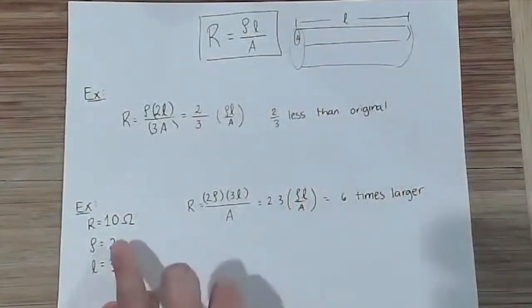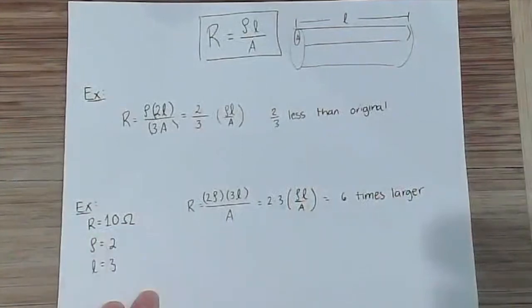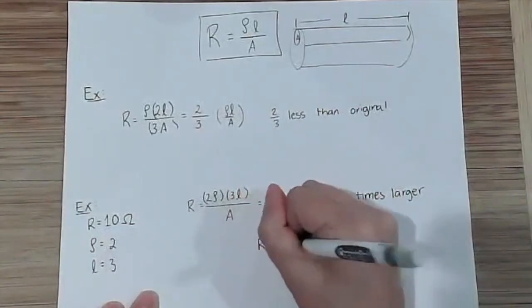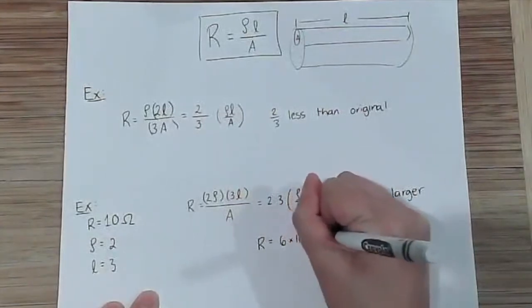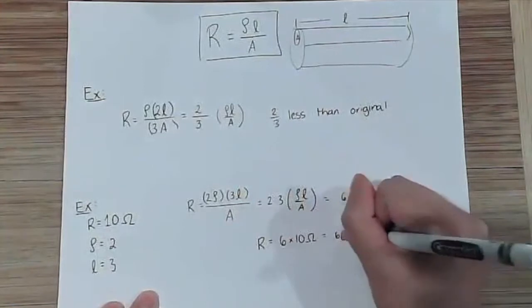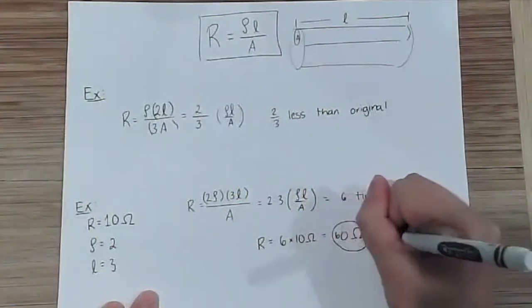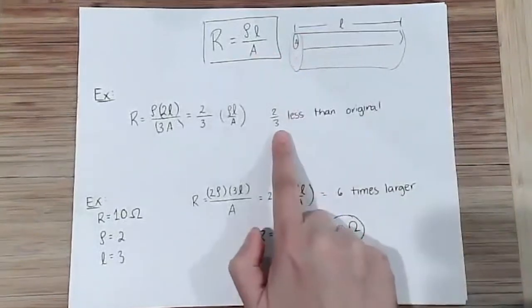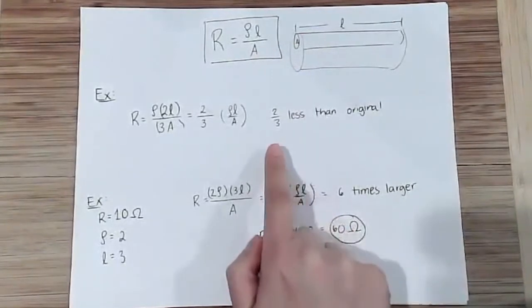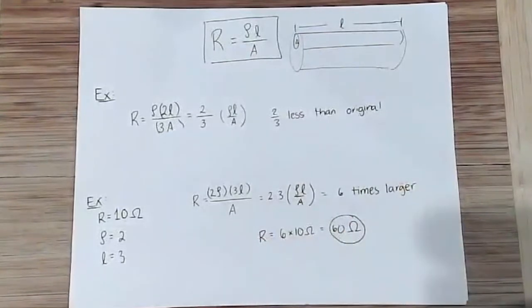But since the original was 10 ohms, I actually know this number. The new resistance is 6 times larger than the original 10 ohms, so the new resistance is 60 ohms. All right, so I should be able to use this equation to get proportions, be able to tell if this value is smaller or larger than the original, and by how much. If I know the original resistance, I should also be able to use this equation to find the actual value of resistance.